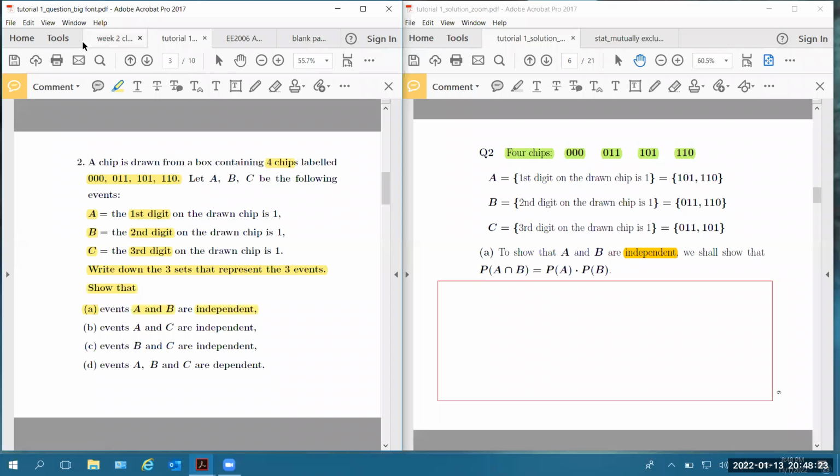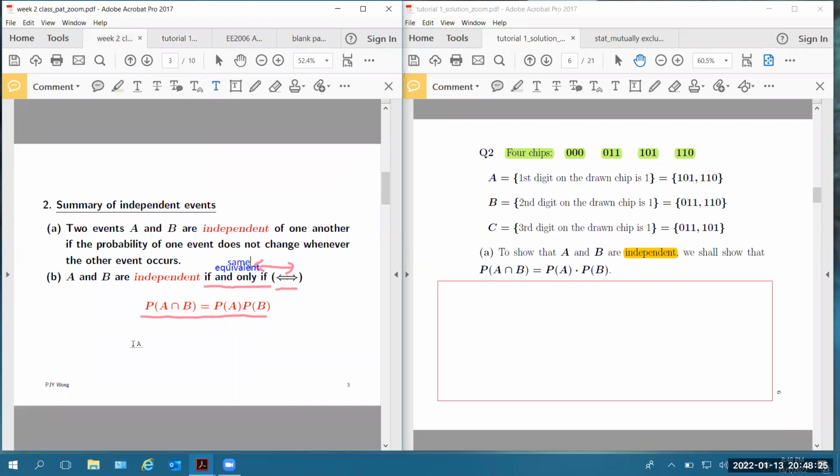How to show it? I remember we did this. How do you show if 2 events are independent? You just go and show this formula holds, because independent means this, right? Showing that the formula holds means you show that the left-hand side equals the right-hand side. Got it?